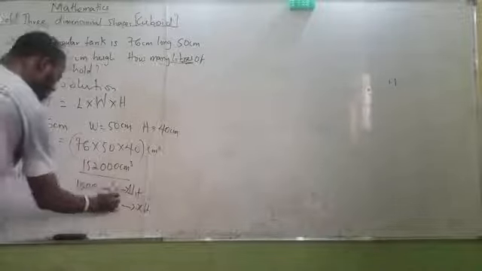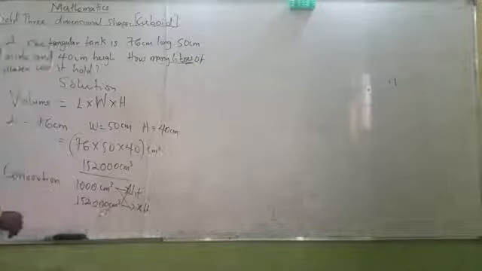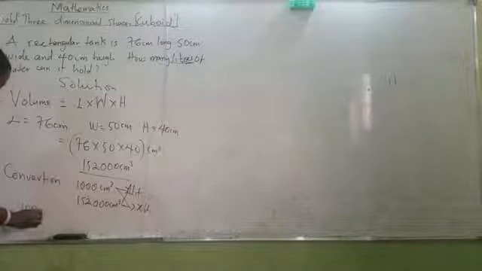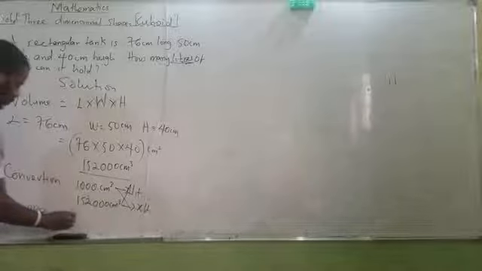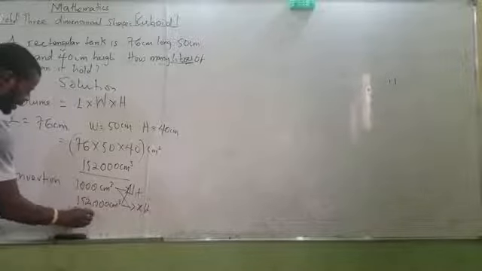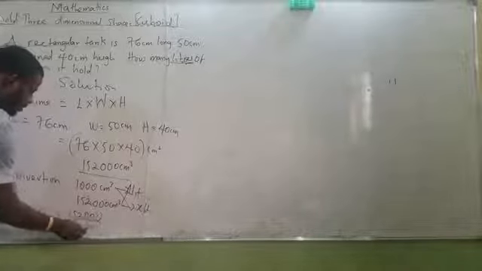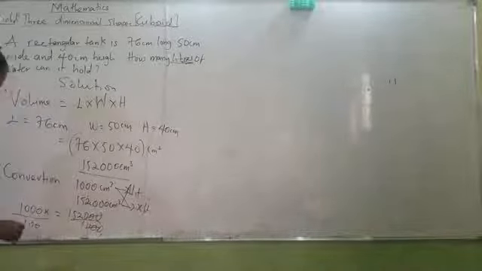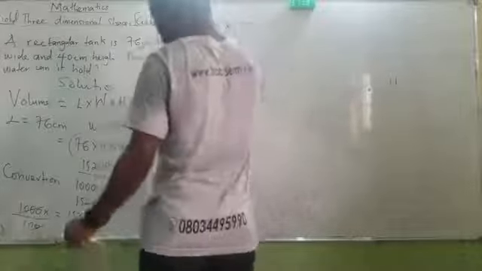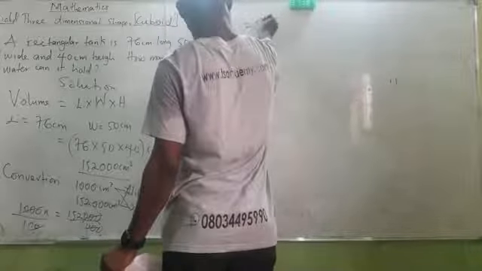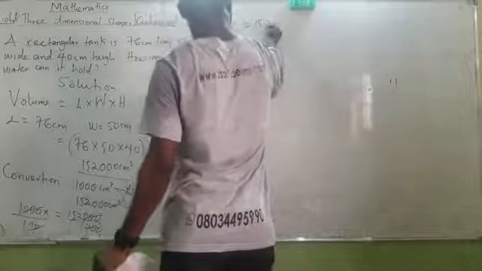Now, can I do the conversion? I will cross multiply, which I will be having 1000 x equals to 152,000. Divide both sides by 1000, which I will be cancelled. This will cancel this. Now, my x, which is the value in liter now, will be equals to 152 liter.